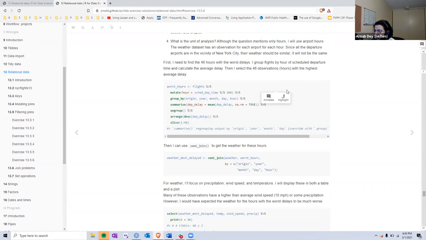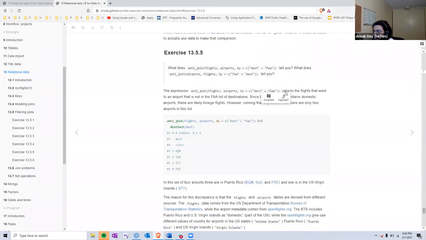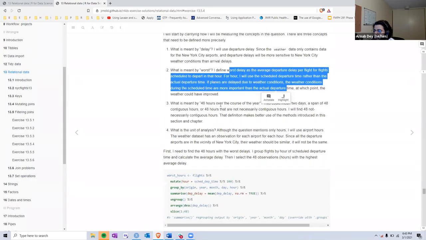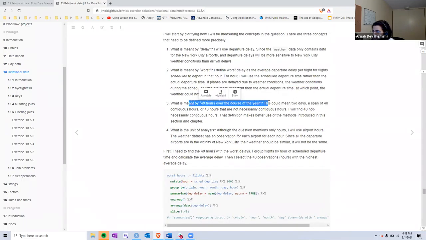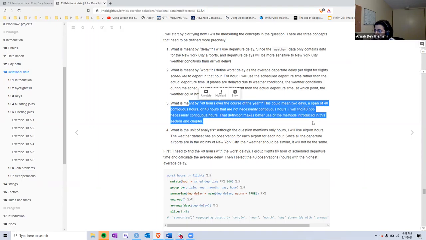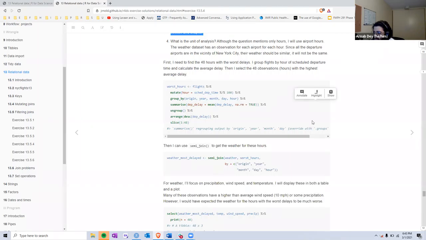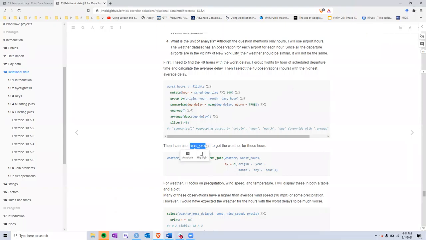Okay, this seems pretty complicated. What is meant by 48 hours? This could mean 2 days, a span of 48 hours, or 48 hours that are not necessarily contiguous. Do you want to get into that, or we can look at it separately? This seems pretty convoluted. We'll move to the next one.